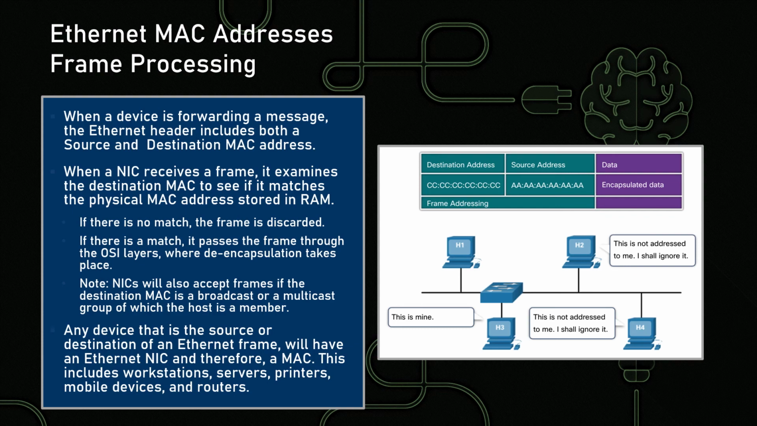Any device that is the source or destination of an Ethernet frame must have a NIC, therefore it must have a MAC. That can be a workstation, a server, a printer, pretty much anything. In the example of the text we see here, we have a destination address of all C's, source address of all A's. If we look at H1 and H2, H1 is our originating source. I don't know why they clipped out the text. H2 is all B's. H3 is all C's. H4 is all D's. So H3, because it's all C's and matches the destination address, will say, hey, this is mine. I'm going to take it in and start processing the de-encapsulation.